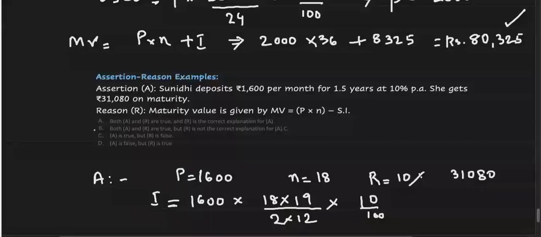So which option will you select? Both A and R are true? No. Both A and R are true? No. A is true, but R is false. C option is correct here. Got it? This is how you do assertion reasoning problems.